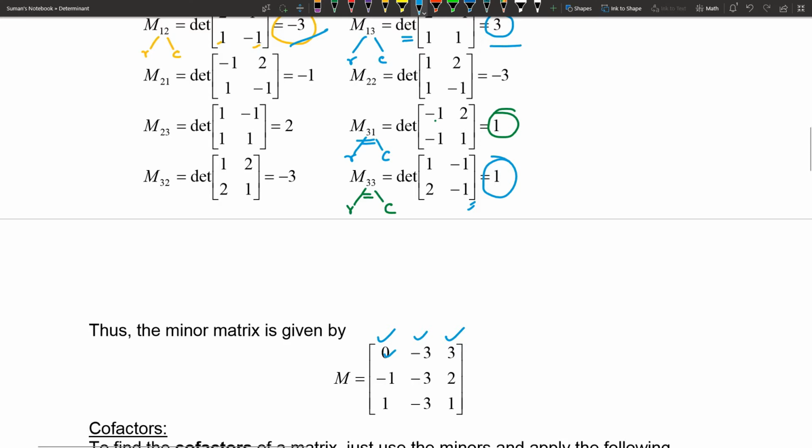We are getting the result as minus 1. So that is minus 1. In the same way, minus 3, 2, 1, minus 3, 1. So that means M11, M12, M13, M21, M22, M23, M31, M32, M33. So the minor matrix we have found. So that is the way how we can find the minor of any matrix.